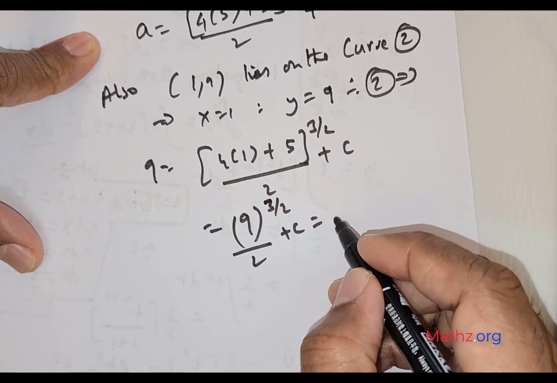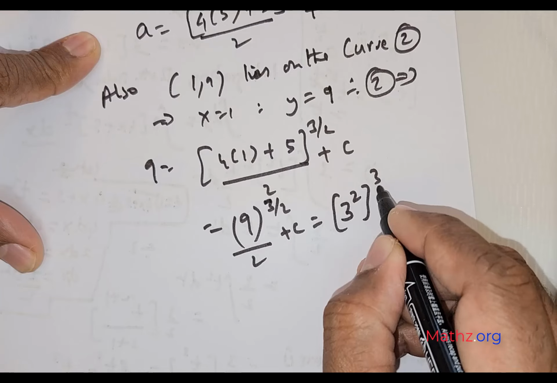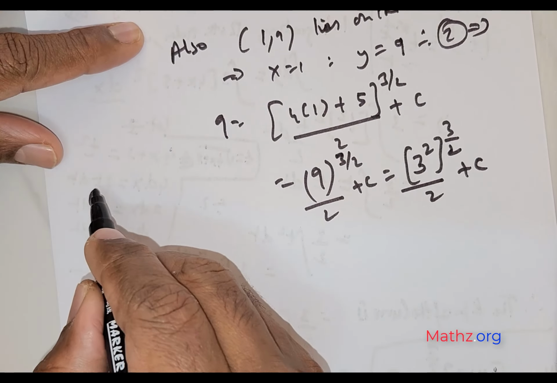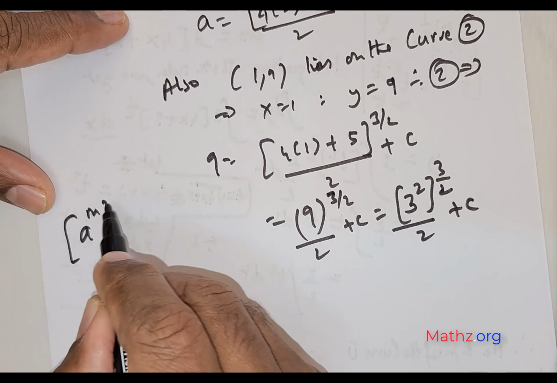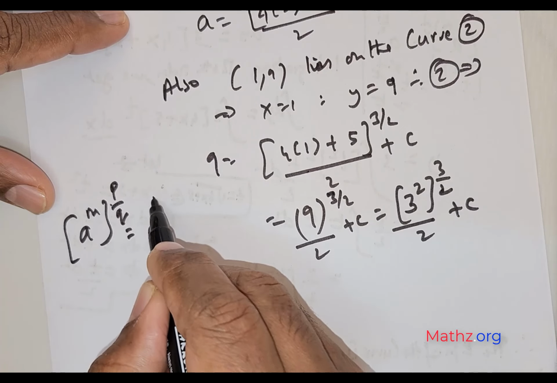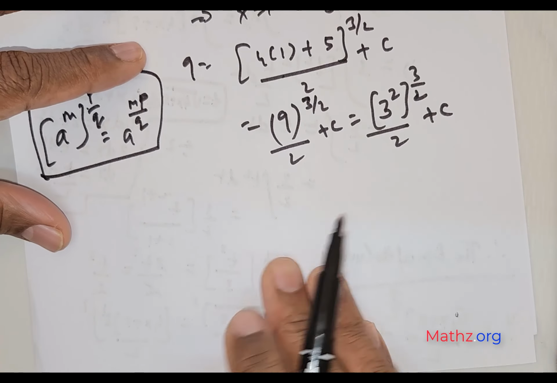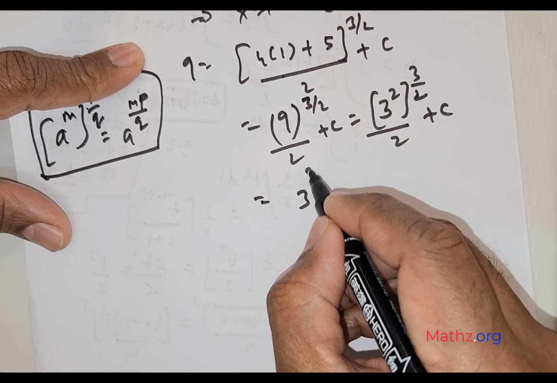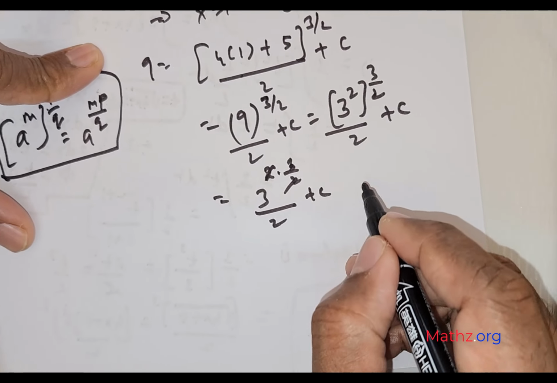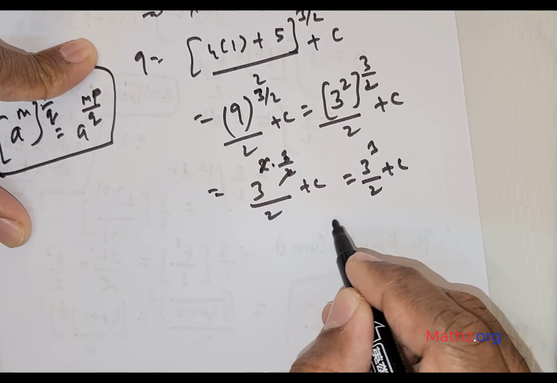Now we need to do some algebra here. I can rewrite 9 as 3 squared, and this is raised to the power of 3 over 2, divided by 2, plus c. But as I mentioned to you, a raised to the power of m, raised to the power of p over q, can be rewritten as a raised to the power of m times p divided by q. So if I utilize this, this is going to be 3 raised to the power of 2 times 3 over 2, divided by 2, plus c. The 2 gets cancelled. You get 3 raised to the power of 3 divided by 2 plus c.